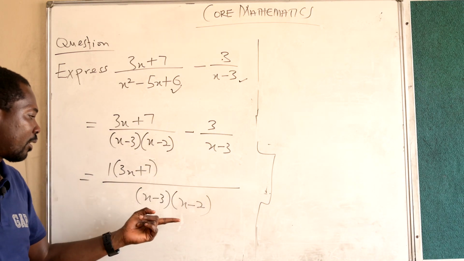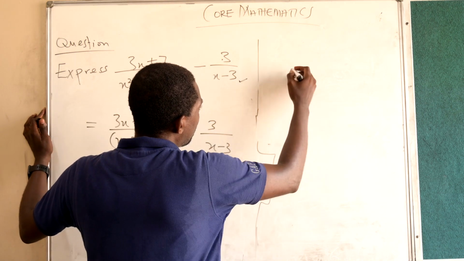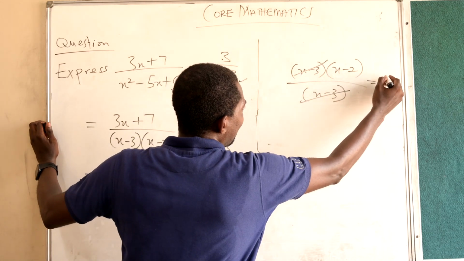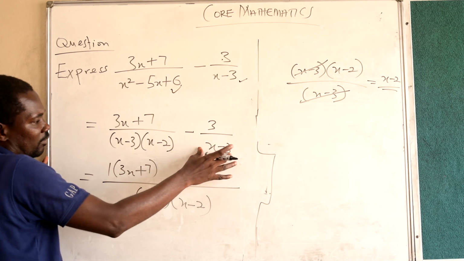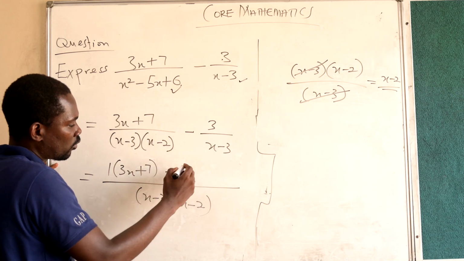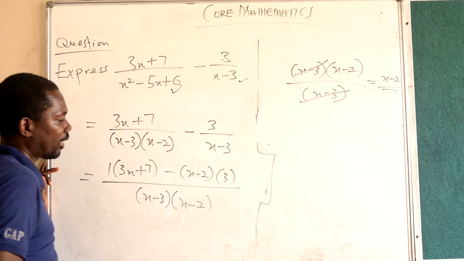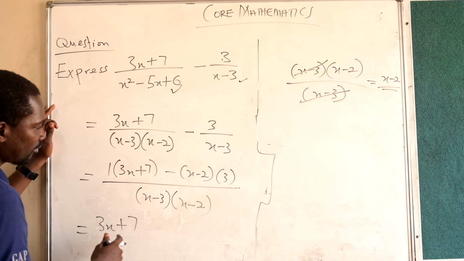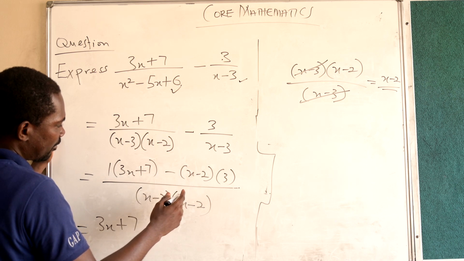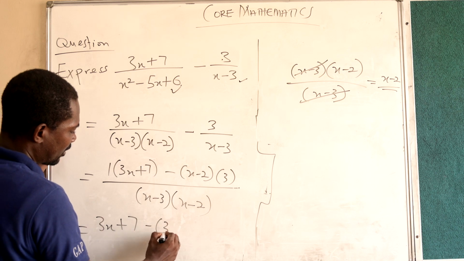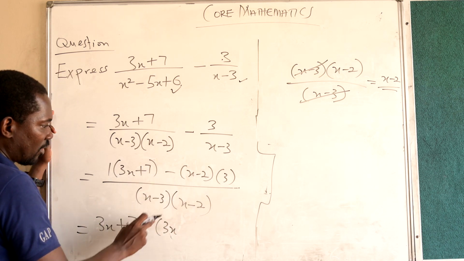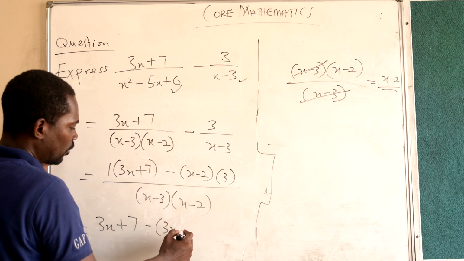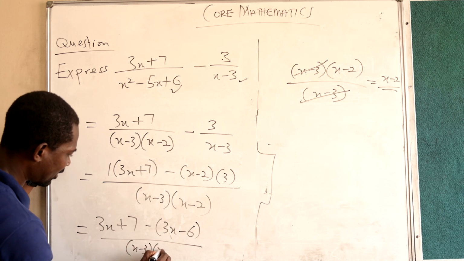Alright, so this happens the same way. How many times does x minus 3 go into x minus 3, x minus 2? It is x minus 3 multiplying x minus 2 divided by x minus 3. This cancels that and you have x minus 2. So x minus 3 goes into this x minus 2. And that x minus 2 is going to multiply the 2 here. And when you expand this and that, you are going to get 3x plus 7. And in this case, you have minus 3x. This subtraction is here. I'm just using the 3 to multiply the x minus 2. 3 times x is 3x. 3 times negative 2 is negative 6 over x minus 3, x minus 2.